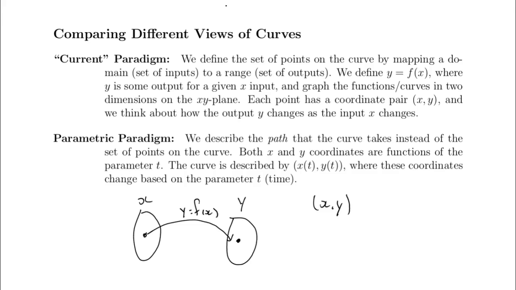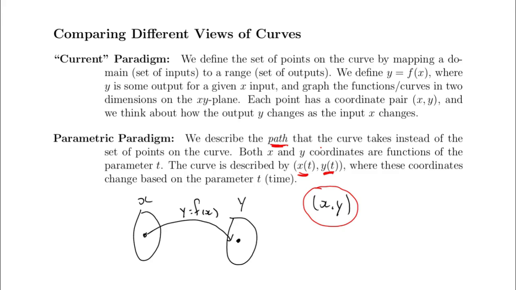For a parametric view, though, instead of defining a function or a curve as just a collection of these kinds of points, what we do is we describe specifically the path that it takes over the course of some time parameter. So we introduce some third variable. We call it a parameter t, and we define both our x and y coordinates based on t. And so instead of our function being y equals f of x, we have two functions that tell us as time changes, where do the x values go? And as time changes, where do the y values go? And so we just have the path that's defined by the movement horizontally and the movement vertically as time changes.